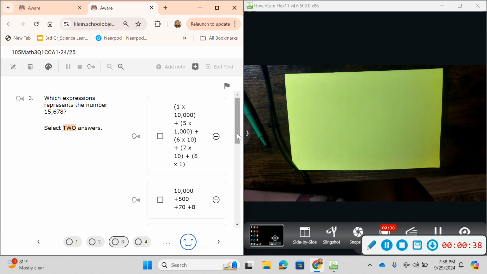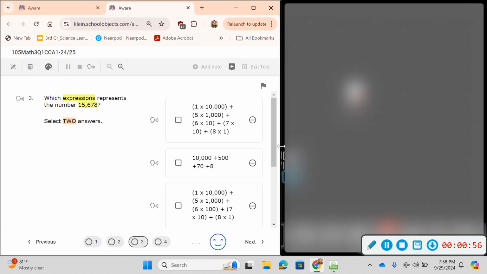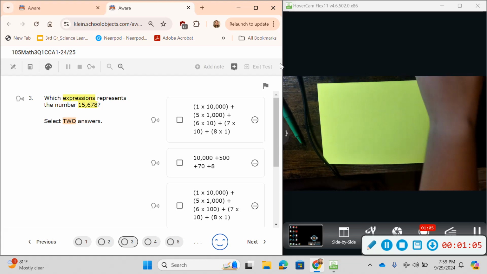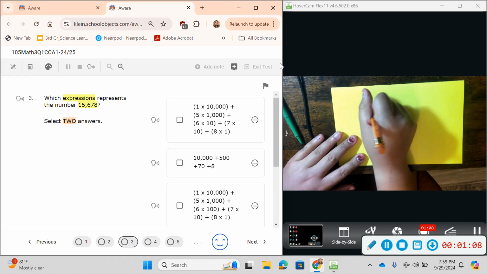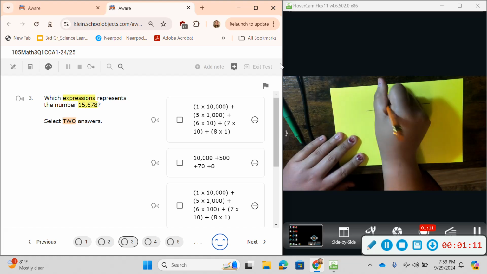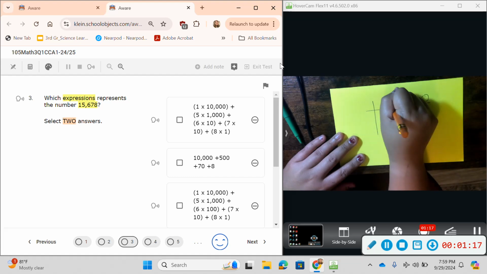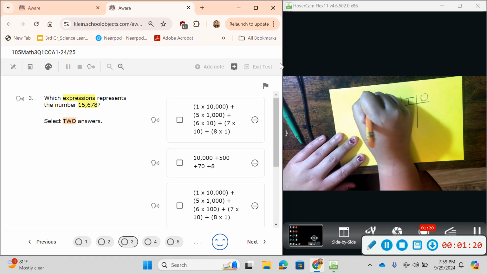It's not just one choice, it's a multi-select. So I have to go through these answer choices and figure out which ones are the best. So they said which expressions, so I know expressions is one of my math words, represent the number 15,678. And if I look at my answer choices, I have an answer choice that represents a number in expanded notation and expanded form. So what that tells me is that I will need to place this number in a place value chart. So I'm going to go all the way to the 10,000s: ones, tens, hundreds, thousands, 10,000.